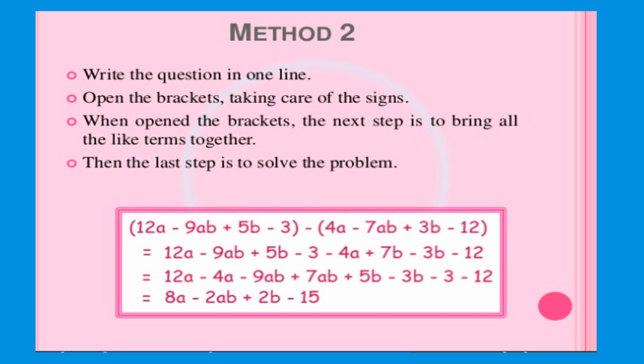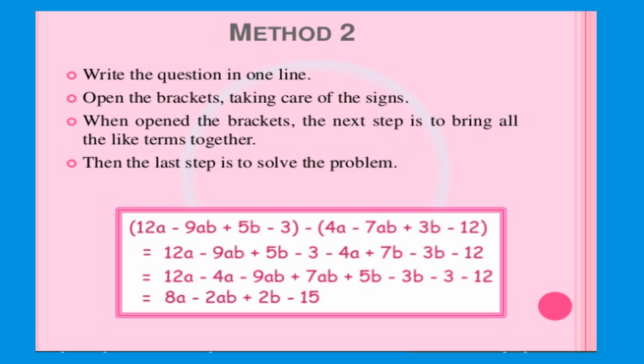So what happened? 12a minus 4a. Bring the like terms together. A and a, bring it together. 9ab and which is the next ab? It should be here ab. So 7ab plus 5b and minus 3b, minus 3 and minus 12.